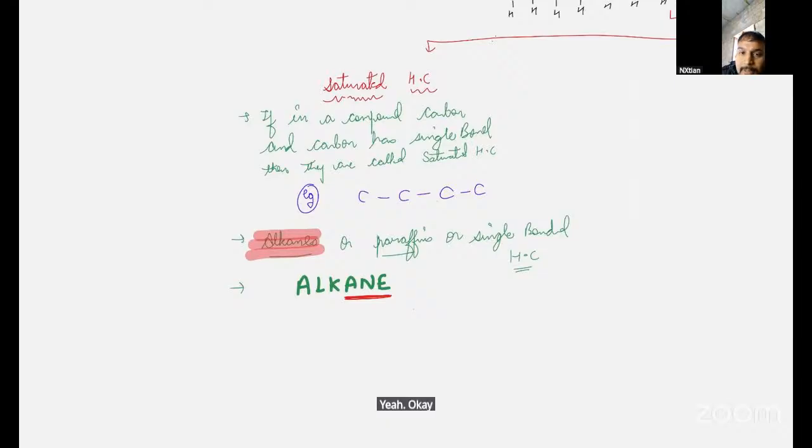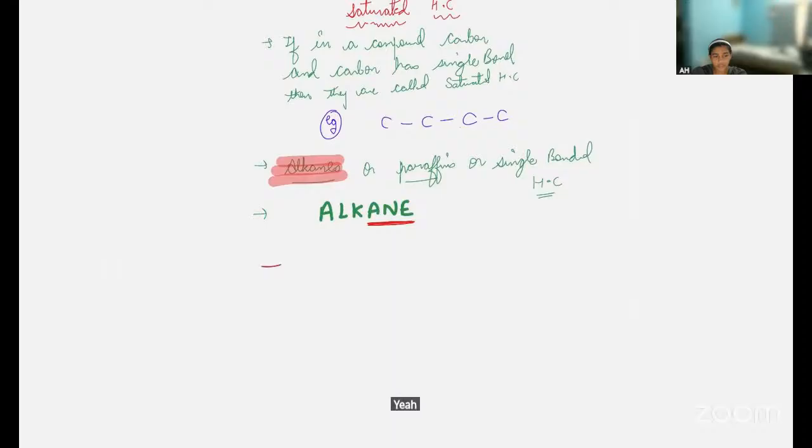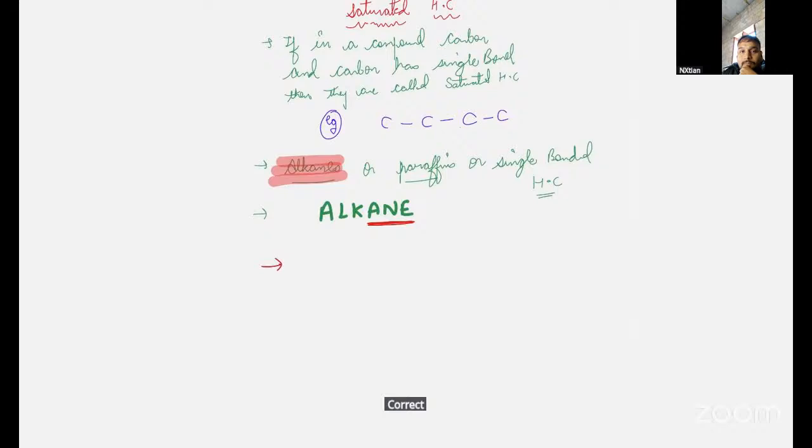Okay. Now everyone, please pay attention. Sir, any compound with "ane" at the end means they're single bonded. Correct. If I write hexane, "ane" is there, so it means everyone will have single bond. Got it?